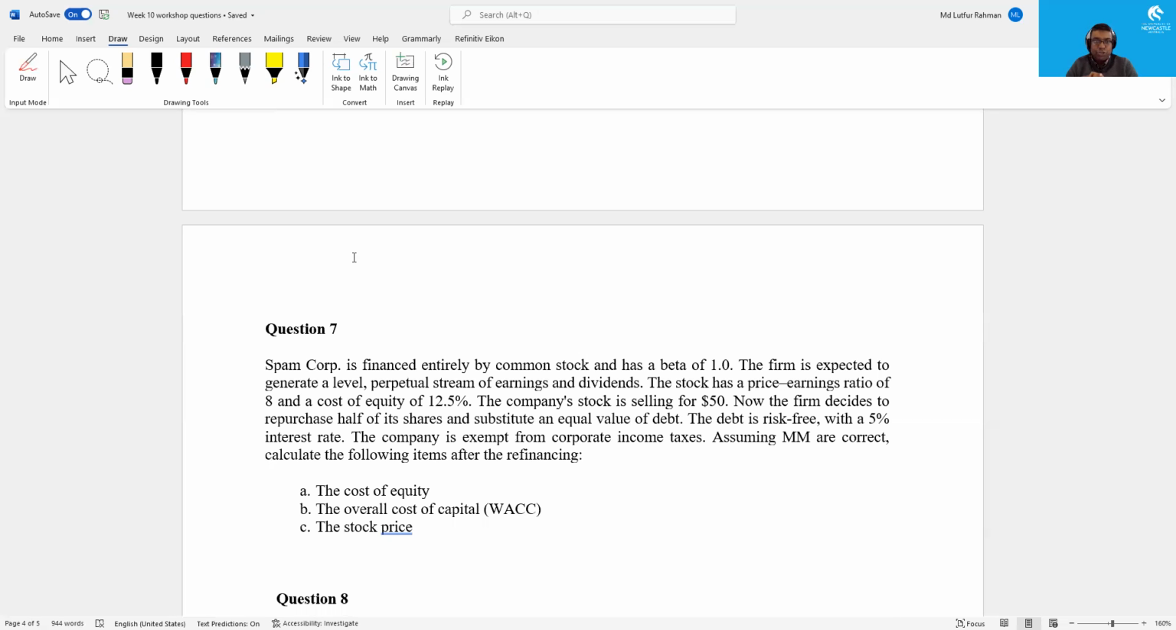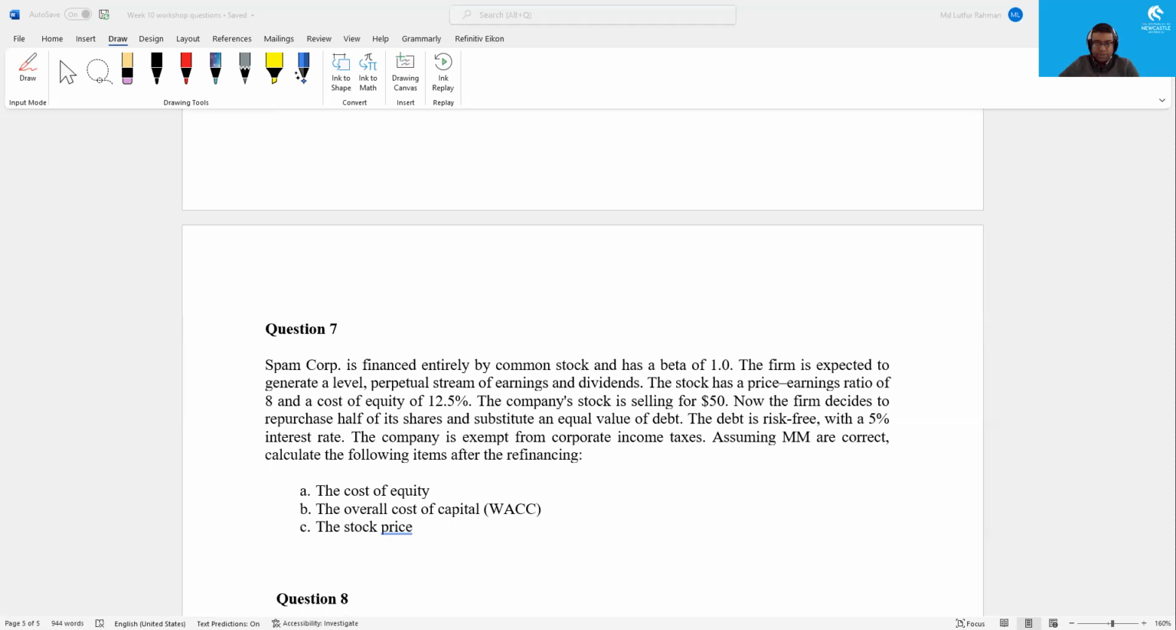Now the firm decides to repurchase half of its shares and substitute an equal value of debt. The debt is risk-free with a 5% interest rate. The company is exempt from corporate income taxes. Assuming these are correct, calculate the following items after refinancing. So you need to calculate the cost of equity and the overall cost of capital after refinancing.